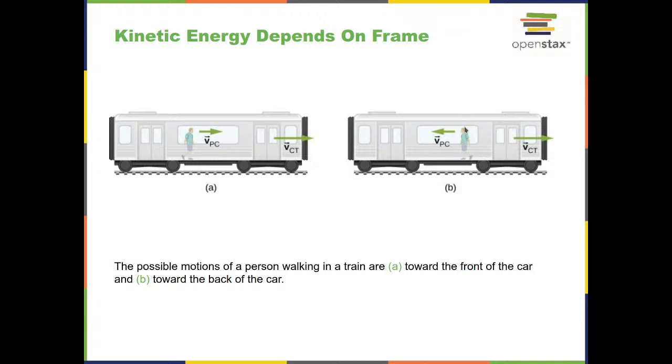So the kinetic energy of the person with respect to the train might be the same if the magnitude of the velocity with which the person is walking in the train car is the same, but it won't be the same kinetic energy with respect to the ground. So that will play a difference. So we have to make sure we're thinking in the right reference frame here.